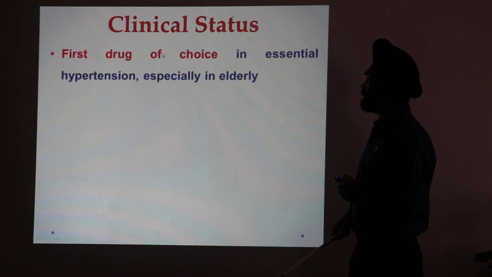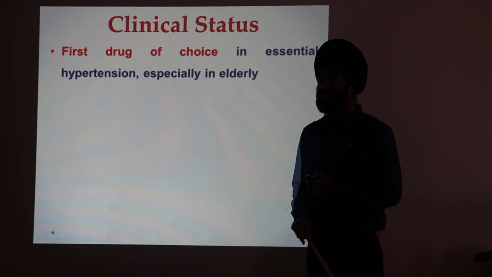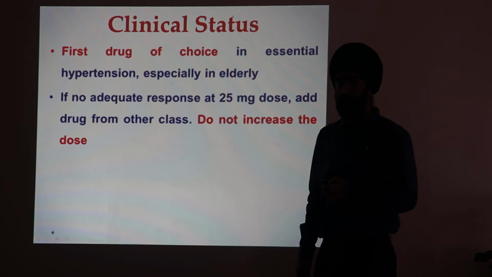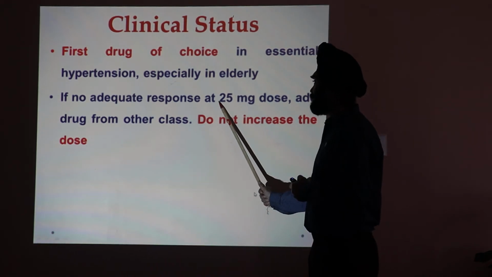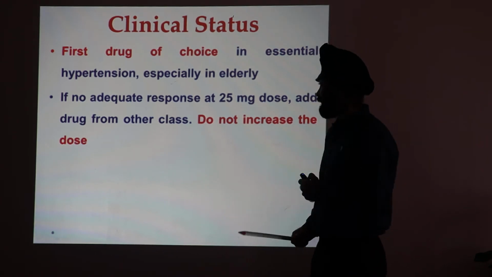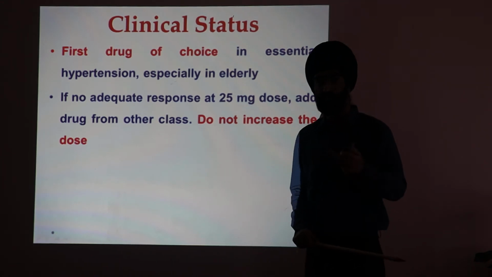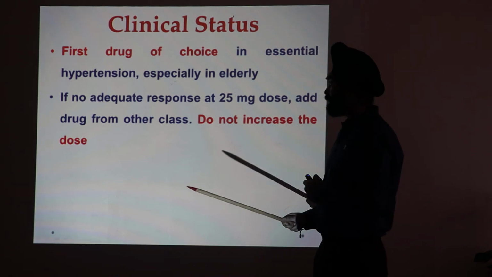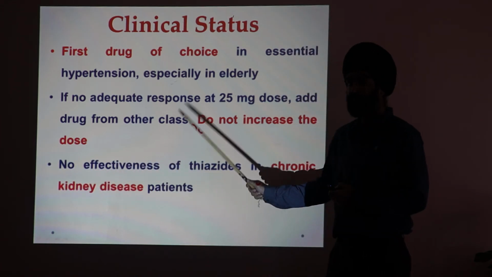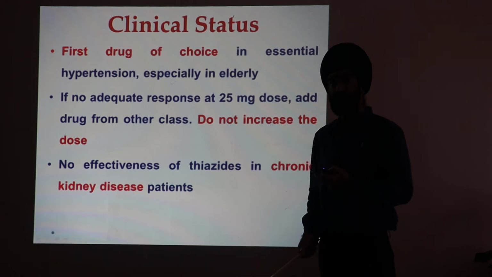So now the clinical status. These thiazide diuretics are the first drug of choice in essential hypertension, especially in elderly persons. And you have to remember that, as I told, if you increase the dose beyond 25 mg, no further increase in response will take place. So what will happen if you are giving the maximum dose of chlorothiazide and still there is no further increase in the response? Then what do you do? Do not increase the dose. You add another drug from a different category. You add a beta blocker, or calcium channel blockers, or some other drug.